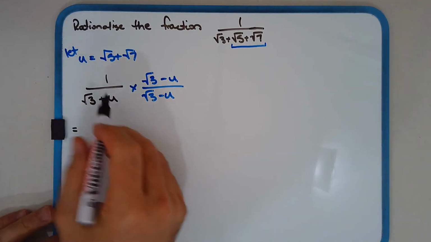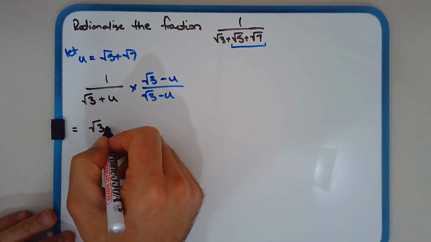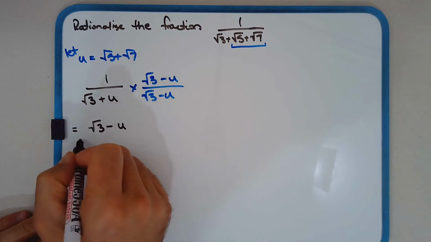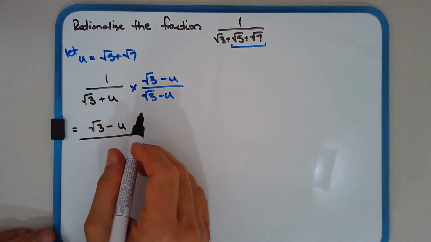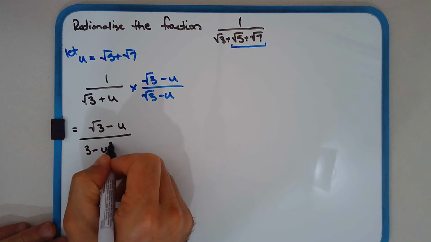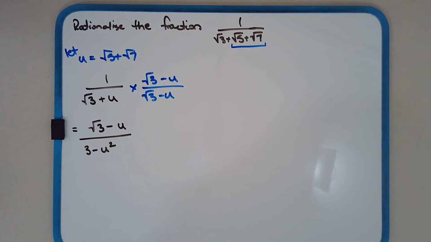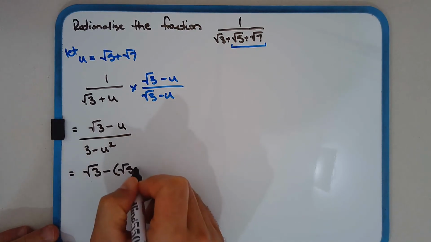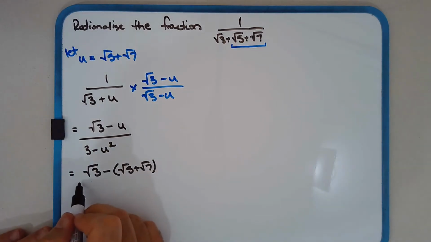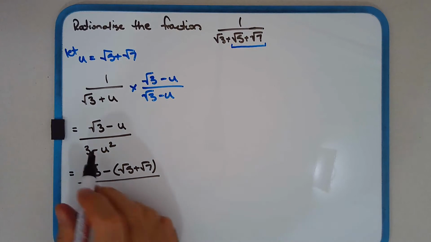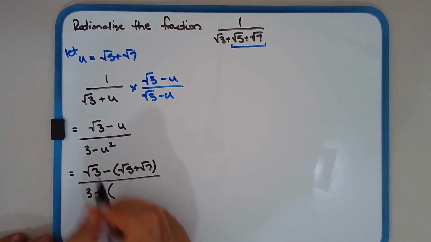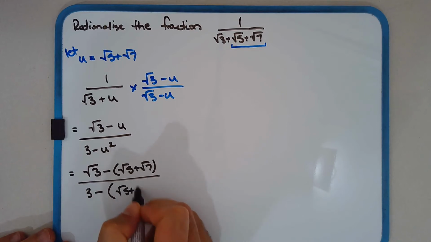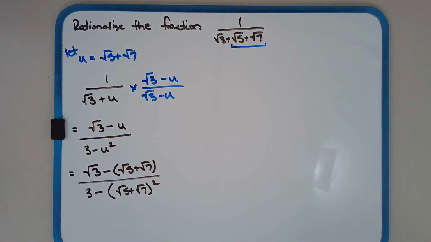So multiplying out the numerator, we get root 3 minus u over, now we're going to have 3 minus u squared. But what's u squared? If u is root 5 plus root 7, then the numerator is root 3 minus, root 5 plus root 7. And what we have now in the denominator is 3 minus u squared. So that's going to be root 5 plus root 7 all squared.